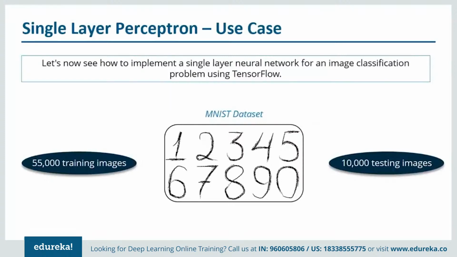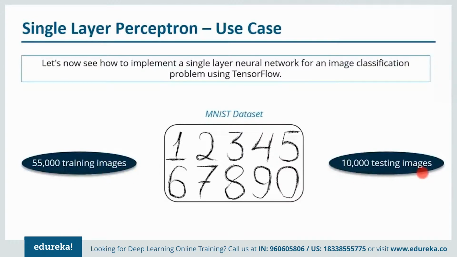The reason for using the MNIST dataset is because it is already clean and will be a perfect example for this. This MNIST dataset basically contains handwritten digits from 0 to 9, and in that dataset we have 55,000 training images along with 10,000 testing images. So we will train our model with those 55,000 training images, and then we are going to test the accuracy of the model with the help of those 10,000 testing images.